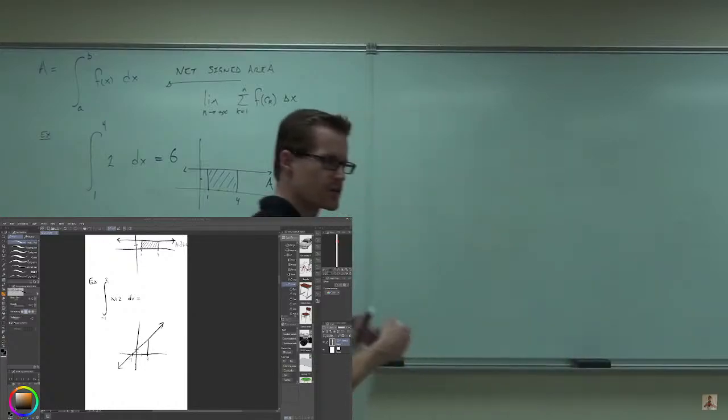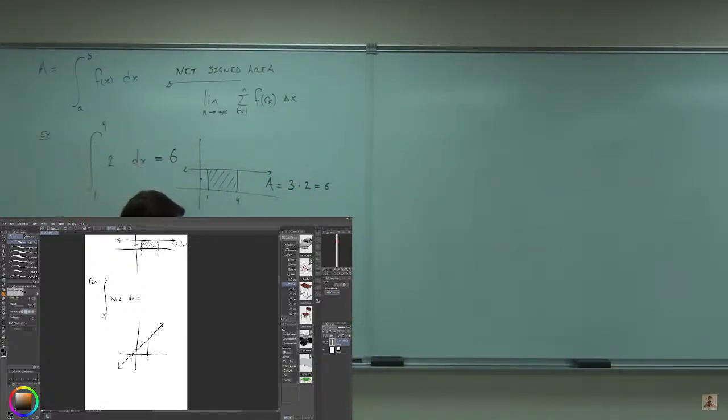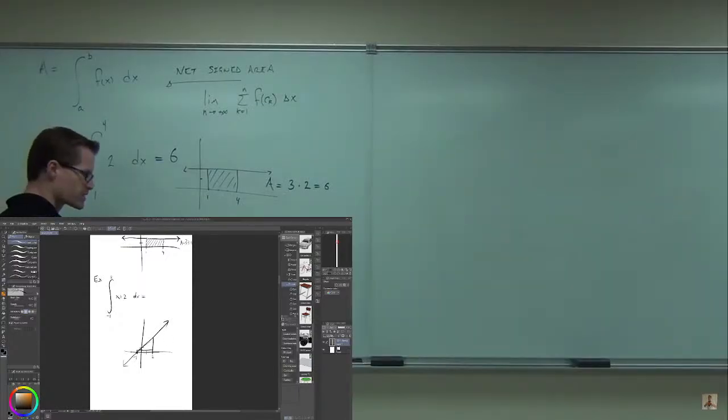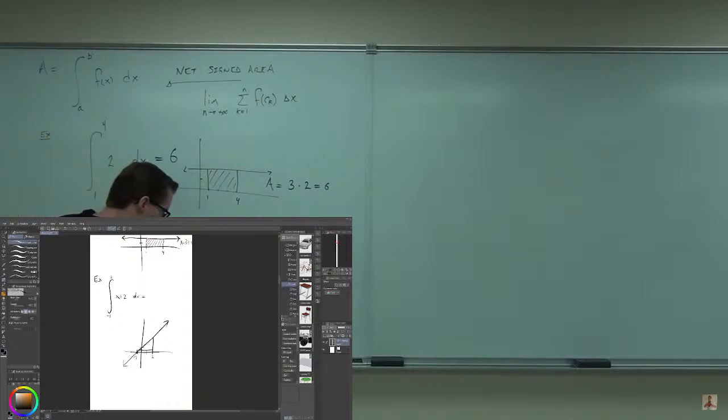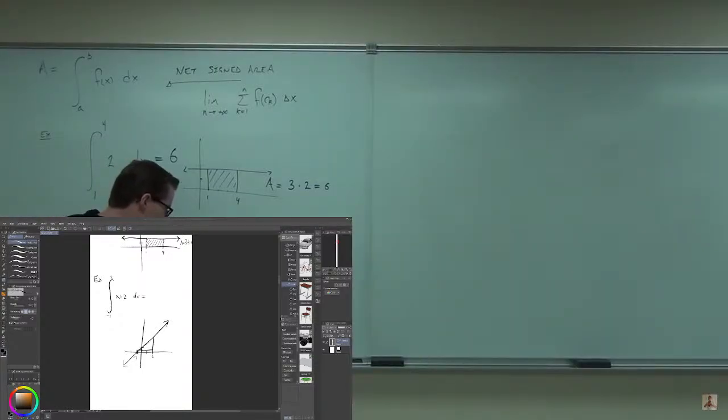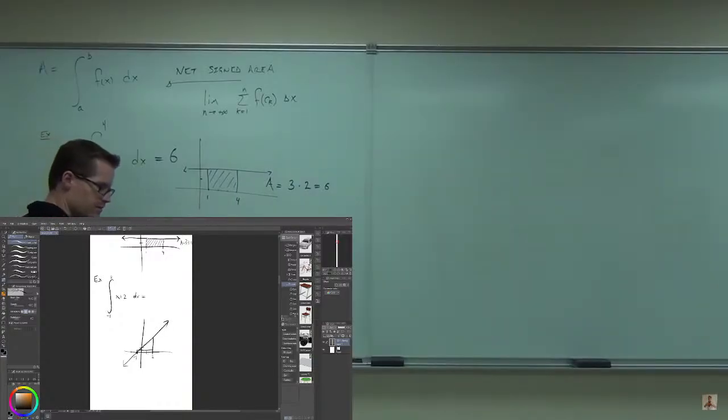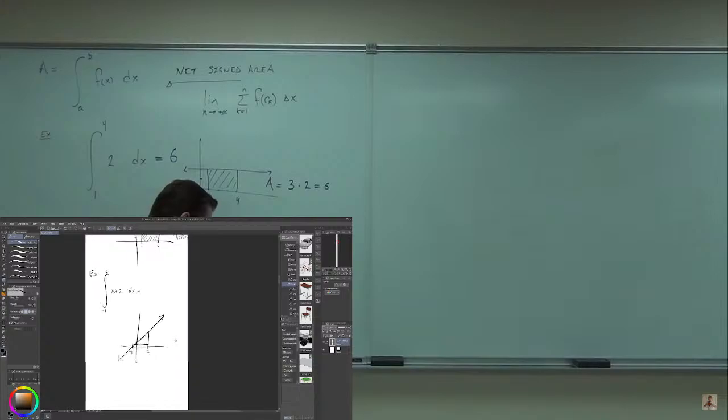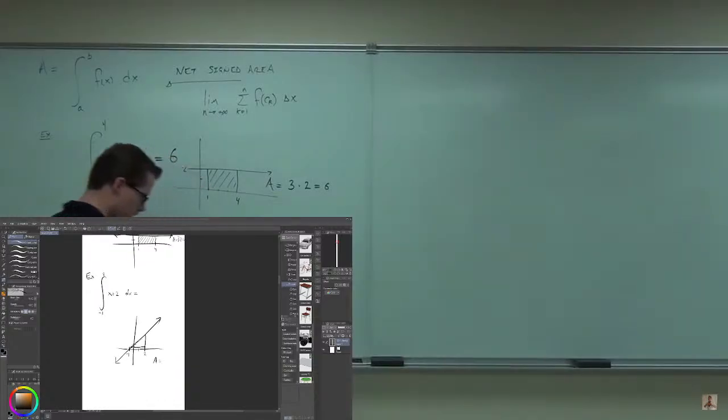So maybe break this one off right here. You okay with that? Let's find the area. What's the area of this rectangle down here? How are you getting 3? So a base of 3, a height of 1. So the purple area is 3. Okay, very good.